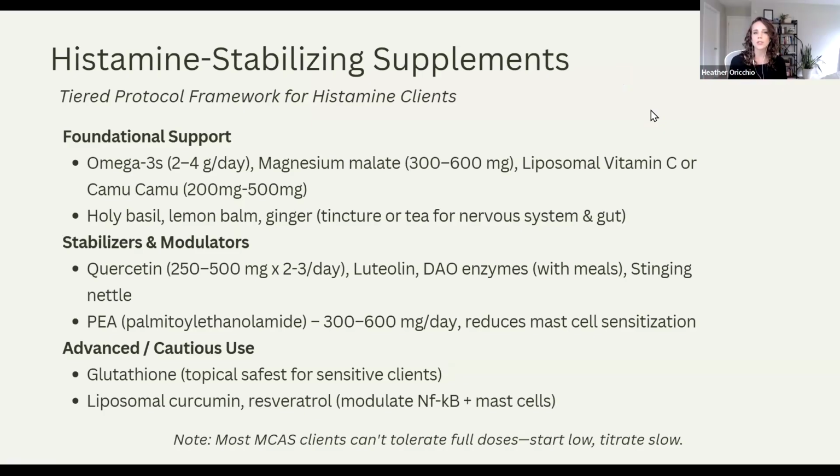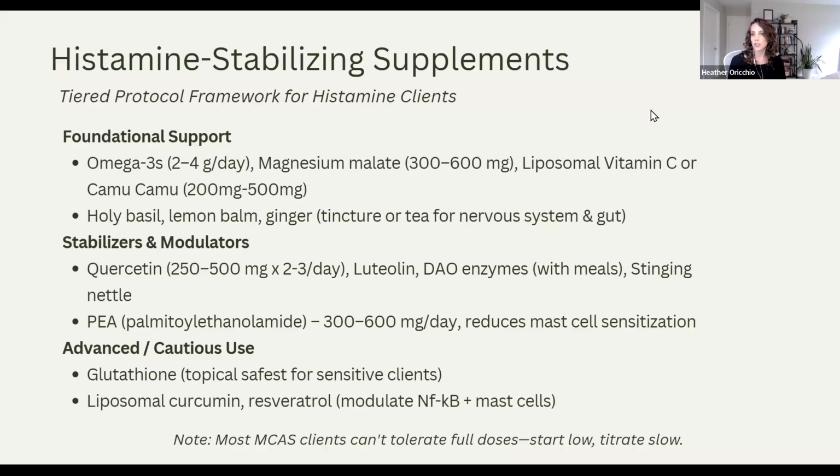So foundational supports: omega-3, as we know, is anti-inflammatory and can be helpful for some of these clients. Magnesium malate. I did not put magnesium glycinate there for a reason. Magnesium malate is the better choice for sensitive individuals. Sometimes there are genetic mutations where their body cannot properly break down that glycine and it can cause a hypersensitive, hyperreactive response. Liposomal vitamin C or food-based vitamin C like camu, and then holy basil is a really nice, gentle one. Maybe just holy basil tea to start.